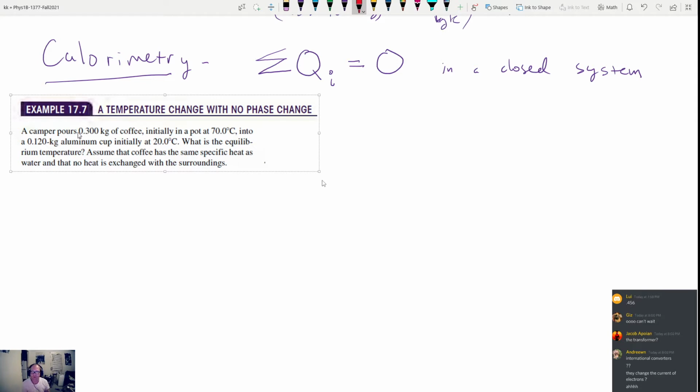So it says, a camper pours 0.3 kilograms of coffee, initially in a pot at 70 degrees Celsius, into a 0.12 kilogram aluminum cup, which is initially at 20 degrees Celsius. What is the equilibrium temperature? Assume that coffee has the same specific heat as water and that no heat is exchanged with the surroundings. Closed system corresponds with no heat exchanged with the surroundings, the same idea. So what we have here is coffee being poured into a cup. Let's draw a cup right here. So here's our cup, and we're pouring coffee into it. We use this darker color here for coffee. So we have coffee in here.